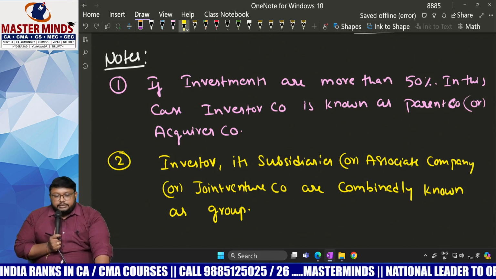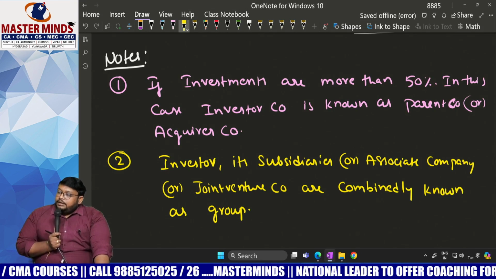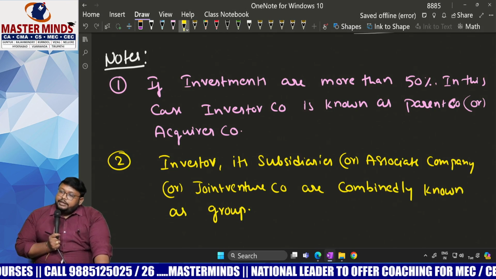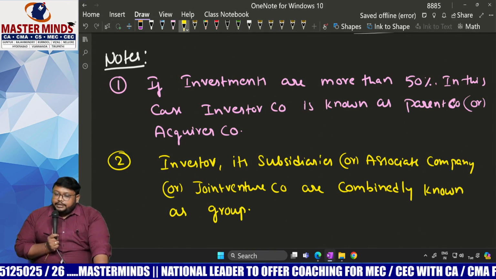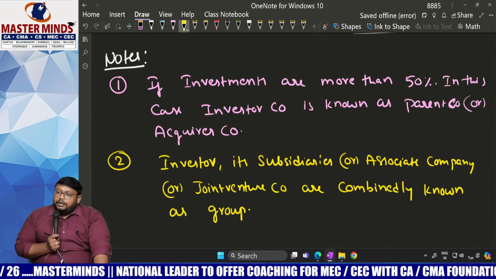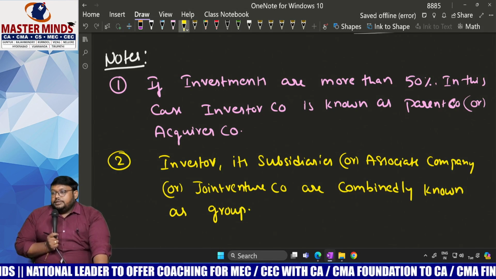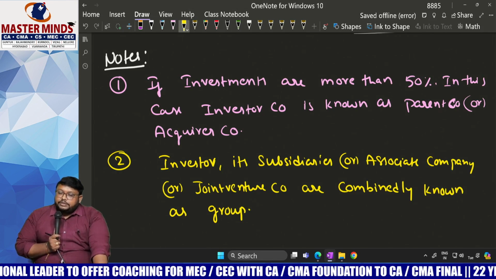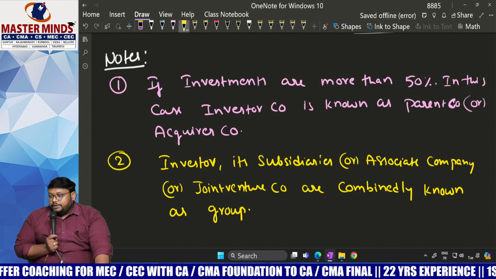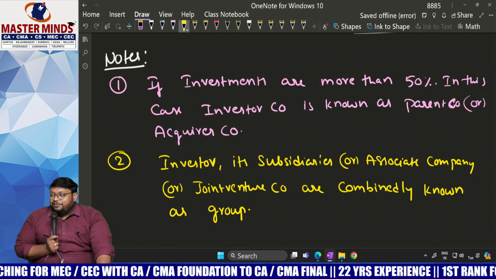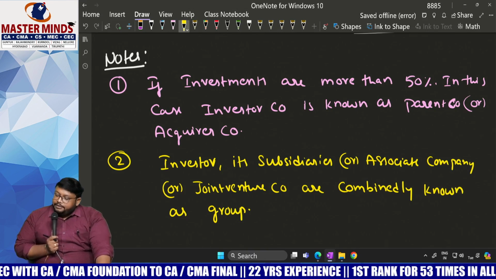Investor, either holding company or parent company, as I told you. Investor and its subsidiaries: if you have a subsidiary company, the investor company and that subsidiary company together form a group. Or if the investor company has an associate company, then the investor company and associate company are one group. If the investor company has a joint venture company, the investor and joint venture together we can call a group. So group means the investor, its subsidiaries, associate companies or joint venture companies, all together we can call group companies. That's why we are preparing group financial statements, and those group financial statements we call consolidated financial statements.